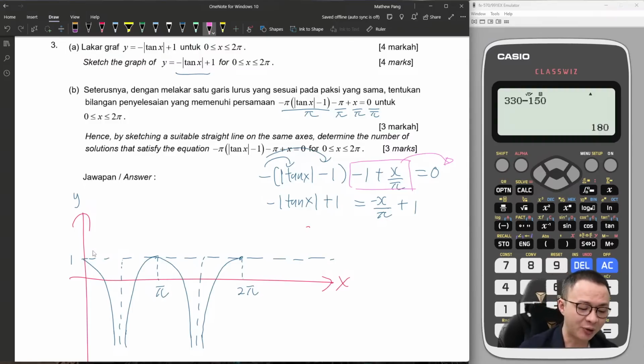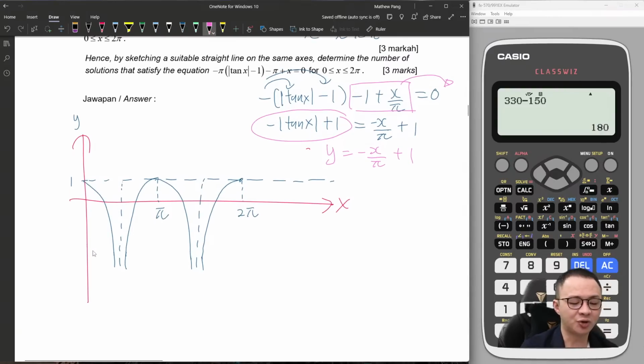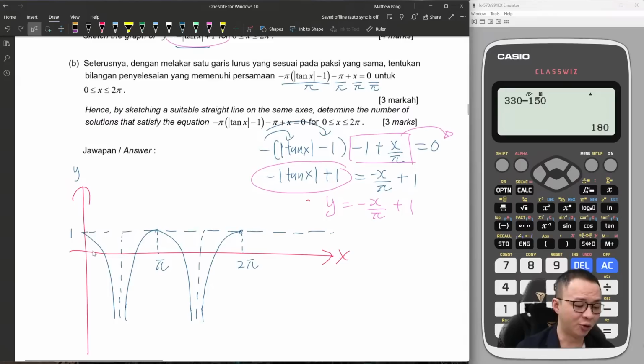Why do I want to do that? Because this thing is the same as your y. You see carefully, this one is exactly your y. Therefore, y equals negative x over pi plus 1. Then I will need to draw this straight line into my graph here to find the number of solutions, because they will ask you to determine the number of solutions.